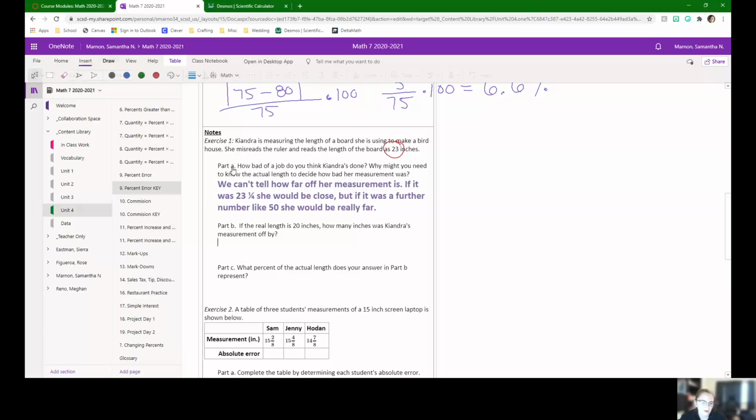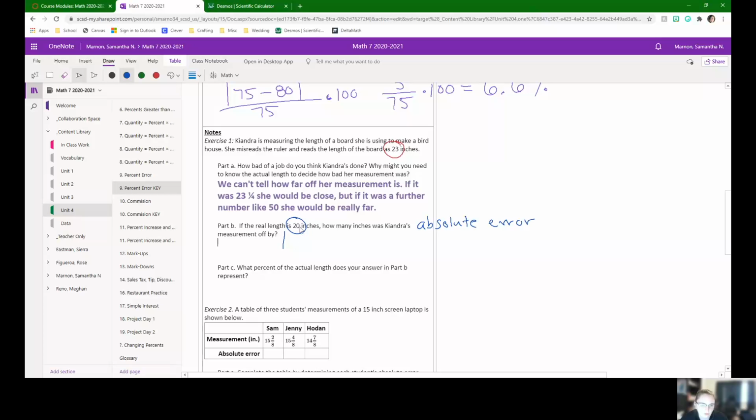So now they're saying, okay, if the real length is 20 inches, how many inches was Keandra's measurement off by? So this one is asking for the absolute error. So how far off was she really? Well, she measured it to be 23, but it's really 20. So our absolute error is the actual minus the estimated.